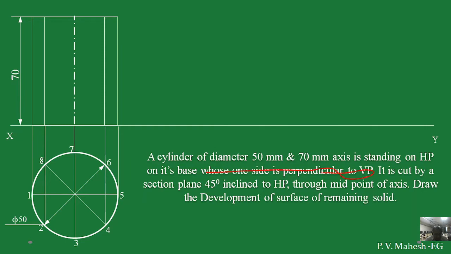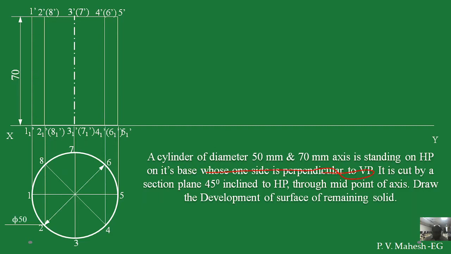Now I have to mark 1 2 3 4 5 6 7 8 on top and bottom. So for that reason I am giving 1 2 3 4 5 6 7 8 and 1' 2' 3' 4' 5' 6' 7' 8'. Like that I am giving all these points in the front view.